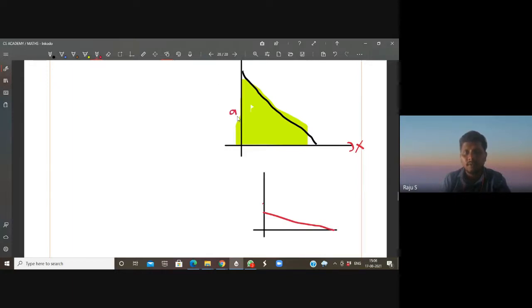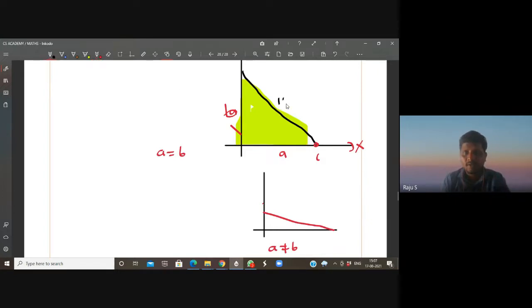Whenever these two are equal, when I take this length as A and this length as B, when A is equal to B, it will form a triangle. When A is equal to B, then only it will have the maximum area. Like in all rectangles, the square has the maximum area. In the same way, here when A is equal to B, it has maximum area. When A is not equal to B, compared to this it has a minimum area.